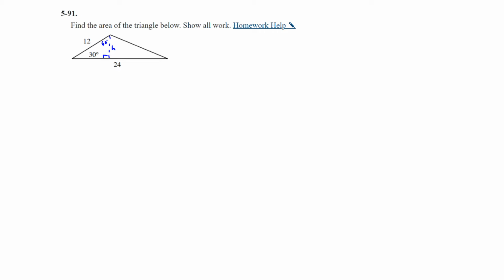If not, no big deal. But the shorter side should be half the hypotenuse, which is 6. So that gives us the height, which is perfect. So we can find the area. That is 1/2 times the base times the height of the triangle. And if you multiply that, you should get 72, and that will be units squared.